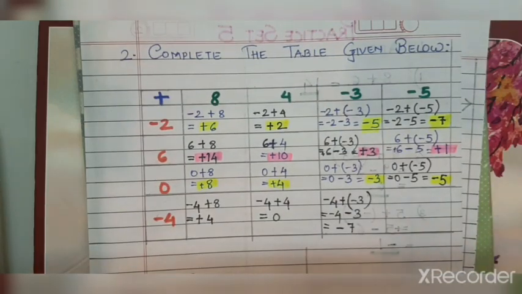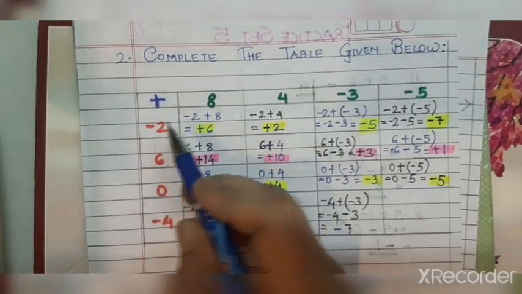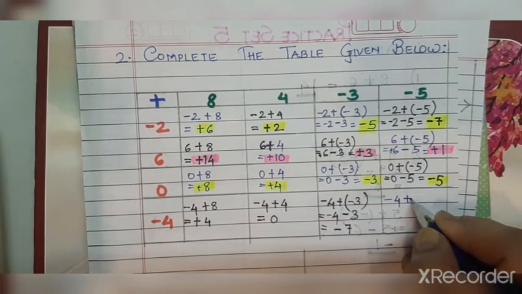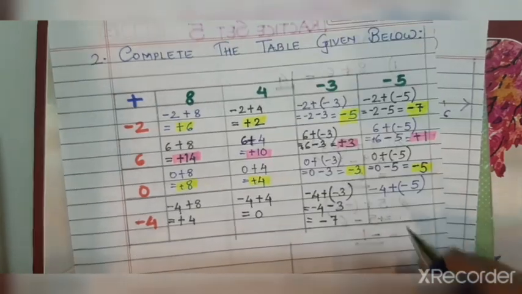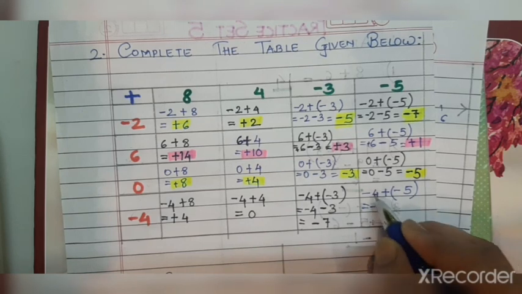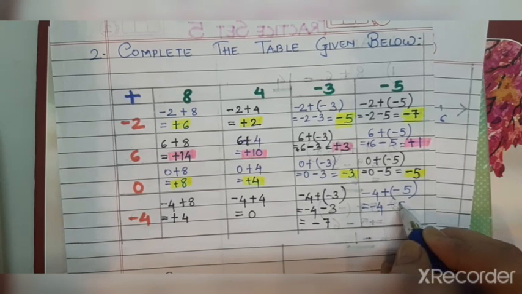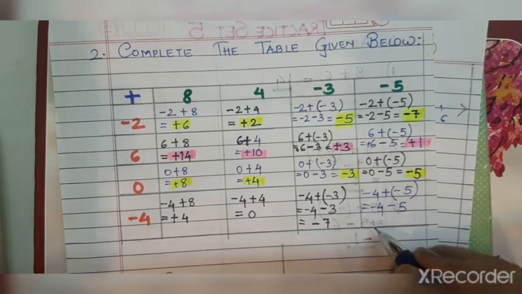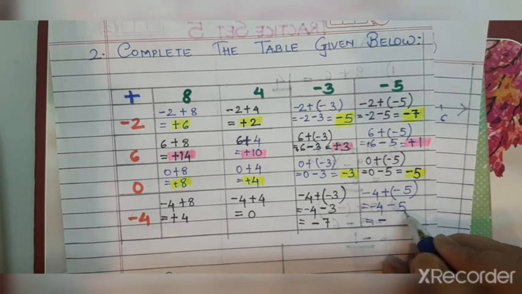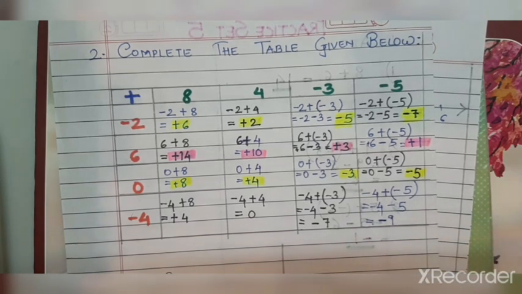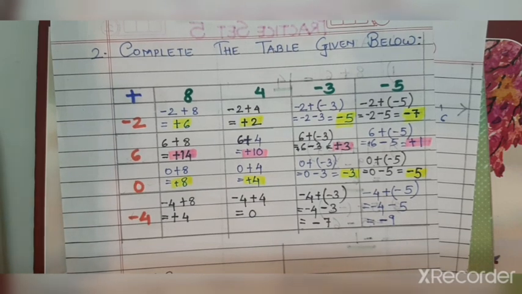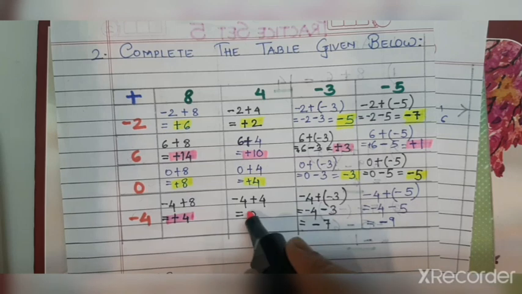The last one, -4 plus -5 will give you this column here. So -4 plus -5. As I told you, first solve the bracket. So -4 will remain as it is. Plus into minus, minus 5. Signs are same, so write the same sign and add. 5 plus 4 is 9. With this we finish the full chart here. I'll just highlight the answers.